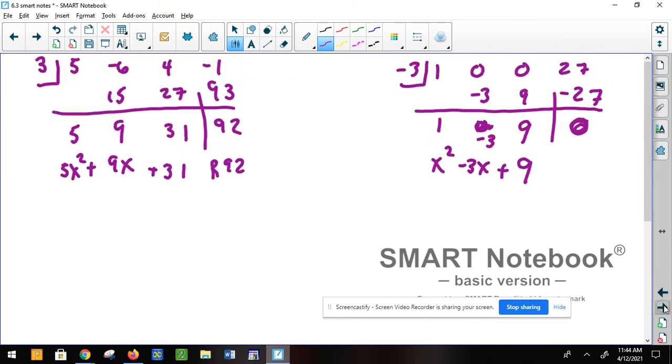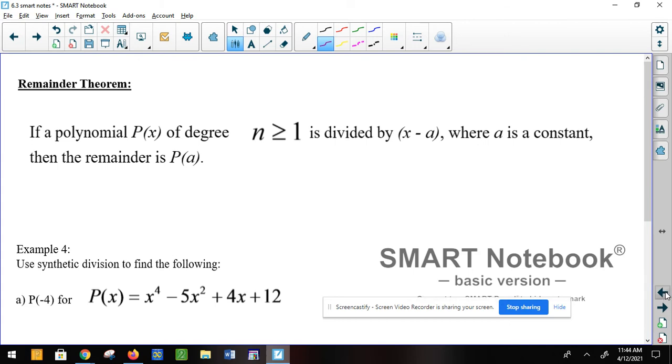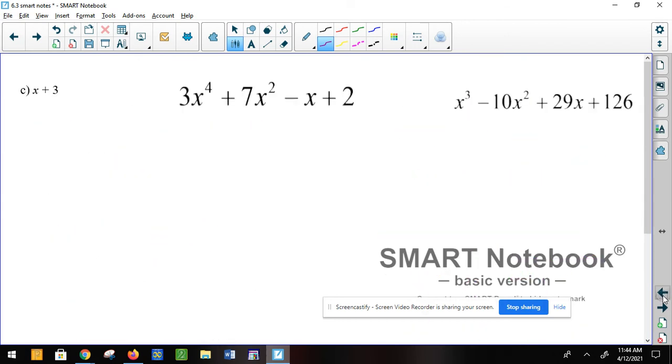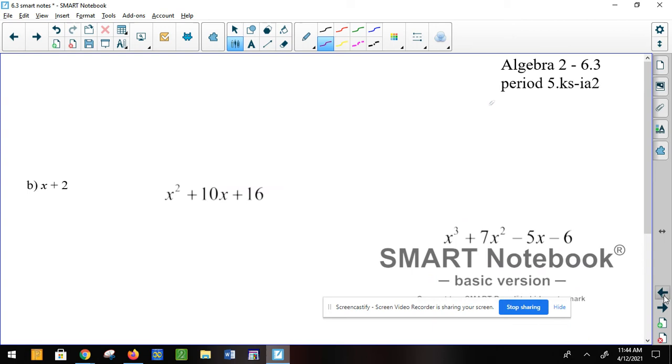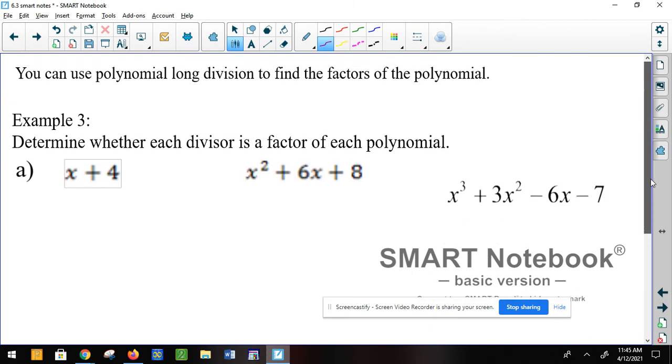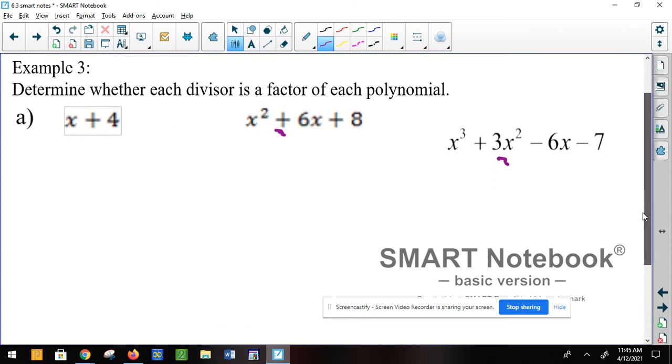Okay, I think we're going to go back. Before we do remainder theorem, let's go back and do the example that we skipped. What's going on here is it says use long division. We're going to use synthetic division for this to find factors of the polynomial. So the question simply is, is x plus 4 a factor of this? And then is it a factor of this? Well, we're going to do the division. You could do long division or synthetic division. Since you could do both, I'm suggesting doing synthetic division.